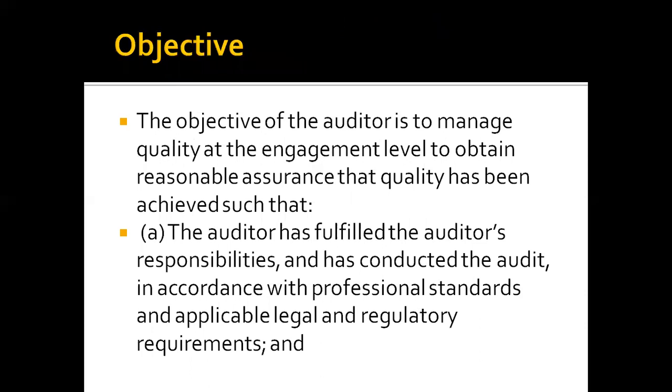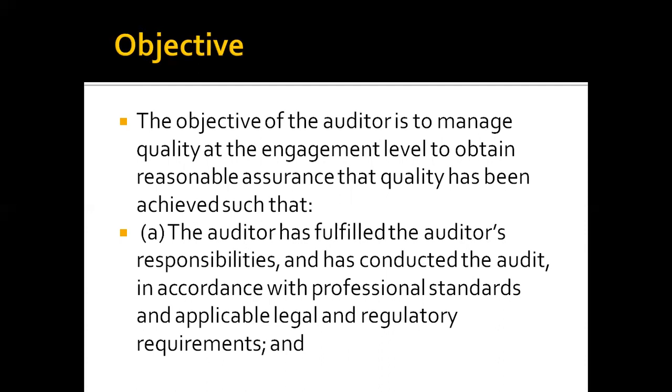Objective. The objective of the auditor in ISA 220 is to manage quality at the engagement level to obtain reasonable assurance that quality has been achieved, such that A, the auditor has fulfilled the auditor's responsibilities and has conducted the audit in accordance with professional standards and applicable legal and regulatory requirements. So you have done your job, you have ticked the boxes, all right? Tick the checklist as an auditor.